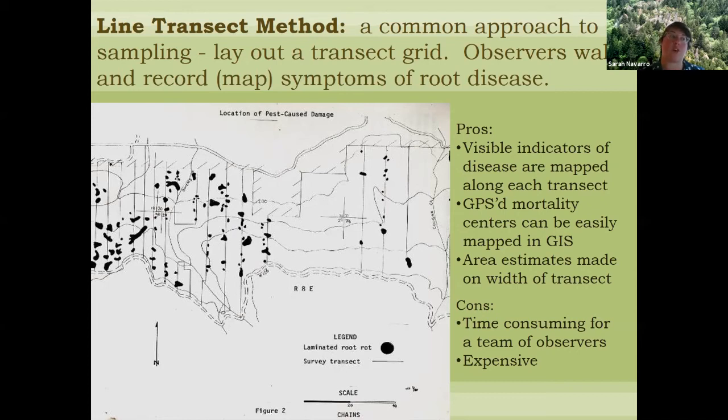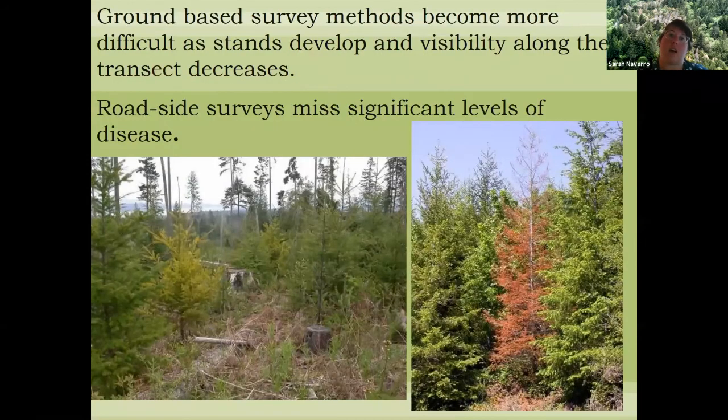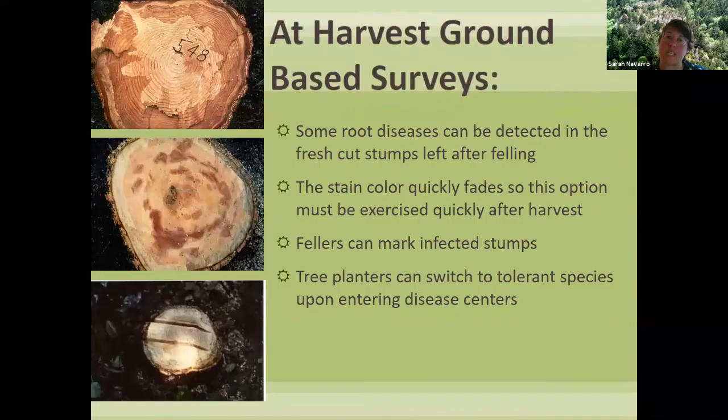But this is the method that our state forests use pre-harvest. Especially within our Forest Grove unit for ODF, there are many, many root rot pockets out there. And so they rely on these transect surveys pre-harvest to know where their root rot pockets are so they can plan to plant resistant tree species out there. Ground-based survey methods become more difficult as the stands develop and visibility along those transects decreases, and roadside surveys may miss significant amounts of disease, especially within laminated root rot pockets. So you really want to try, at least for laminated root disease, to get in pre-harvest to see what's going on in the stands so you can plan for resistant tree species.